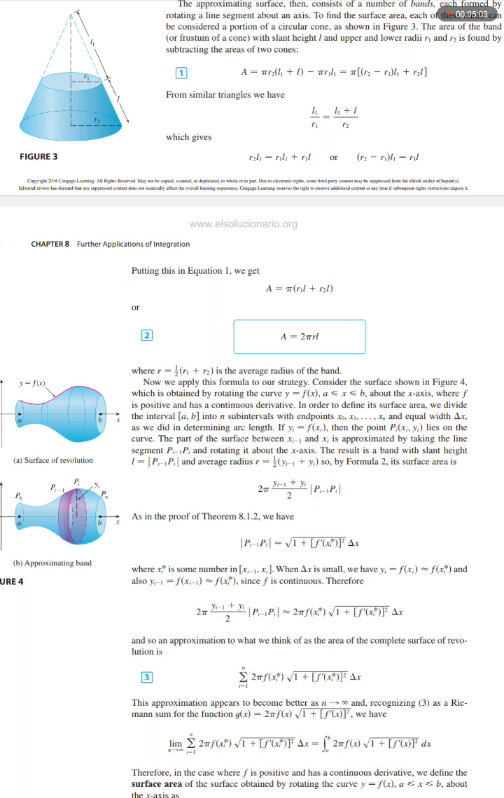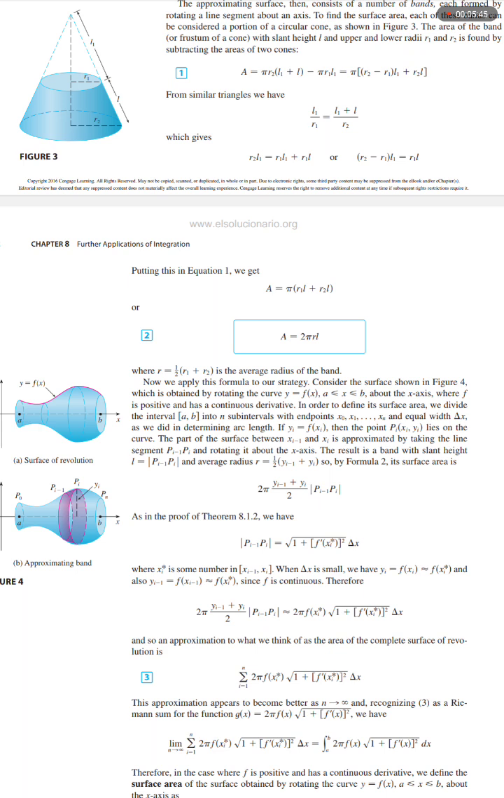Back to the text. From similar triangles, we have L sub 1 over r sub 1 equals L sub 1 plus L over r sub 2, which gives r sub 2 L sub 1 equals r sub 1 L sub 1 plus r sub 1 L, or open r sub 2 minus r sub 1 close L sub 1 equals r sub 1 L.